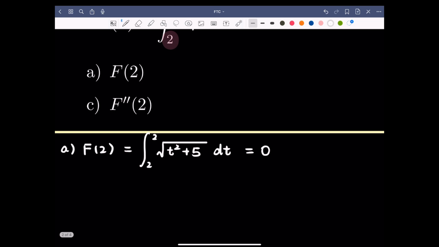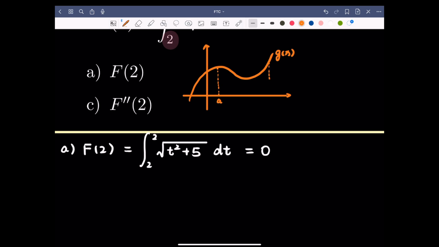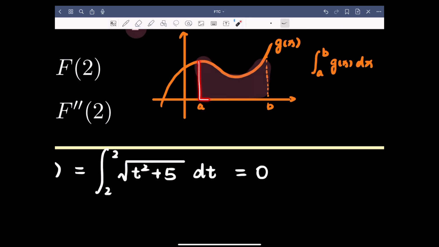Why is this true? Because remember, for a definite integral, what does it mean? A definite integral means the area or signed area under the curve, right? So let's say my function looks like this, let's call this g of x. Then let's call this a, for example, and let's call this b. Then the definite integral from a to b of g of x dx is the area under the curve, right? It's gonna be here. The area of this region, that's what it means.